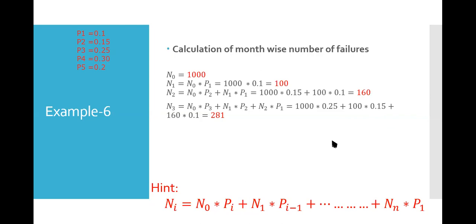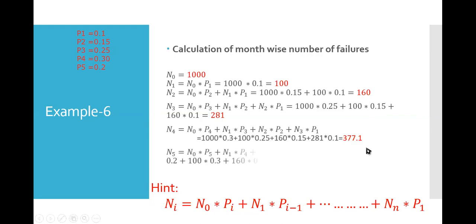Jigar says 377.1 for N4. Let us see that. Yes, exactly. It is the same. 377.1. You are right, Jigar. Then Arun, yes, it can be 378, but right now we are writing it as 377.1. I will let you know the reason why. Yes, Parth, you are also right.